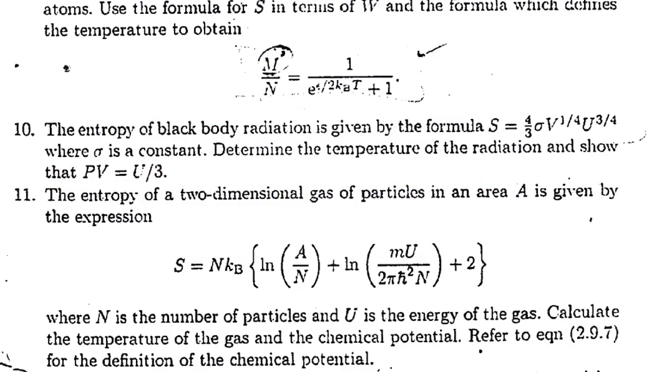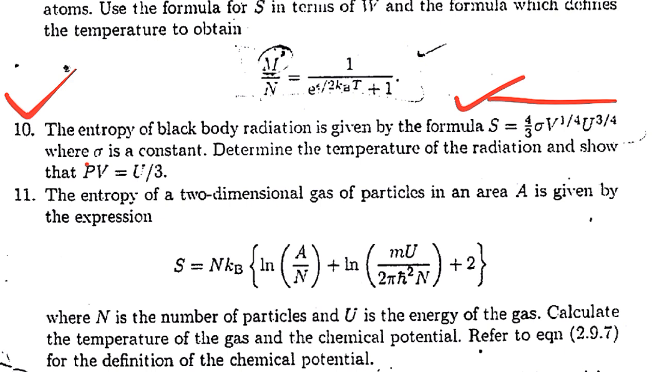In this video, I'm going to solve problem 10 from chapter 4 of Introduction to Statistical Mechanics by Roger Bowley. Let's see the problem statement and we'll dive directly into the solution. The statement says that the entropy of black body radiation is given by the formula. The formula is given, where sigma is a constant. Determine the temperature of the radiation and show that PV equals U by 3.